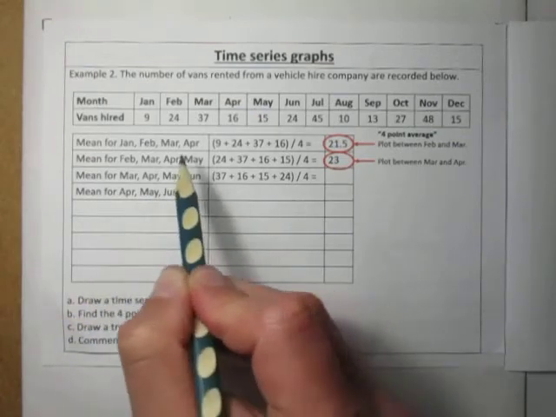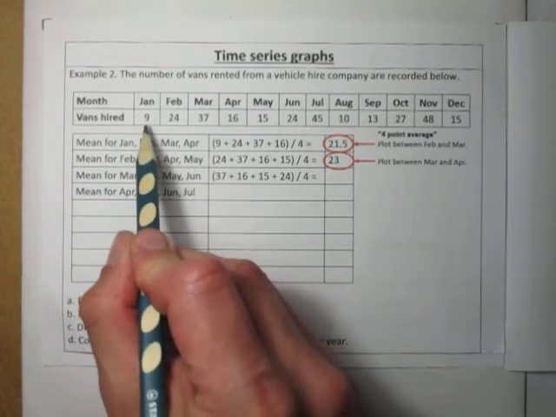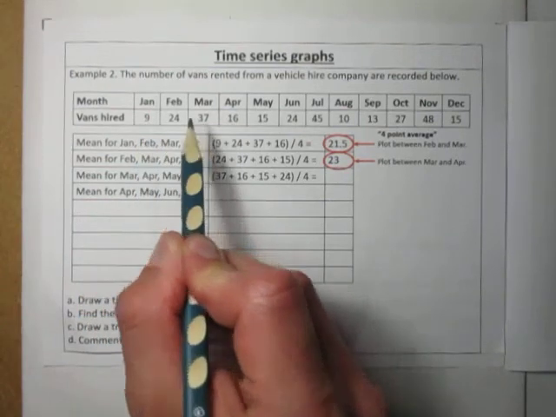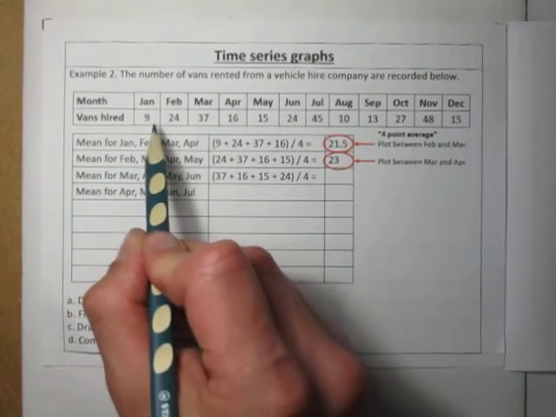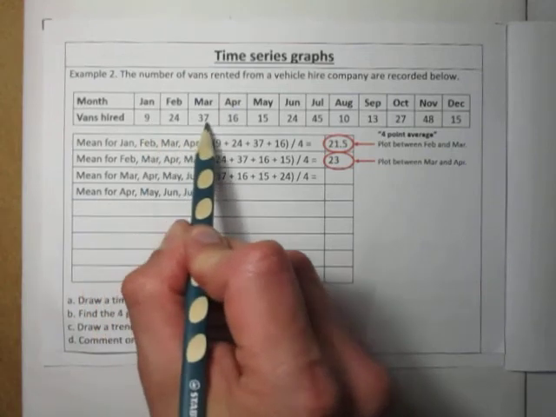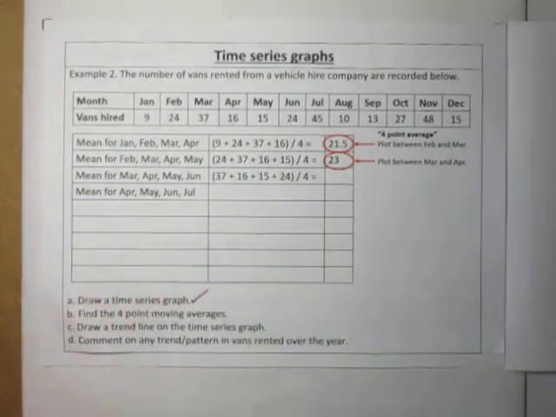Why is it 4-point? Well, I could do the average of 3 points, and it will be a 3-point moving average. I could do the average of 6 points, 1, 2, 3, 4, 5, 6, and then it would be a 6-point moving average. So it depends on the number of points you use to calculate your average.